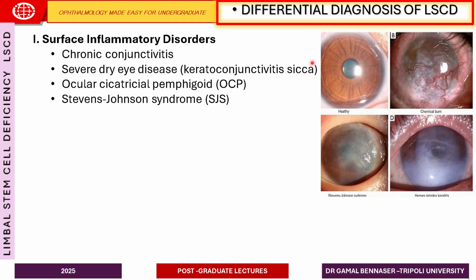We will discuss in detail how to differentiate between dry eye and limbal stem cell deficiency, because this is very common in daily practice, and confusion in making the distinction between these two is very important. It is also very dangerous if we miss a case of limbal stem cell deficiency and deal with it as a case of dry eye.